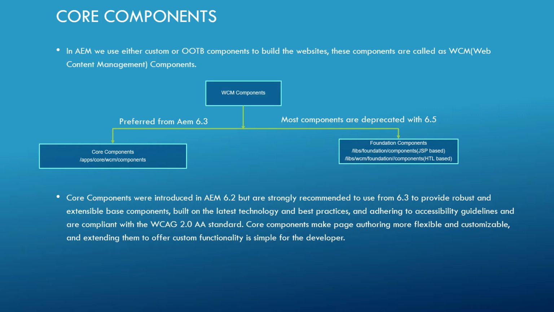One is foundation components. Foundation components again in turn have two categories. One is a set of JSP based components. Another one is HTML based components. The JSP based component is the old one, and the HTML is the more recent components. These foundation components are not built following the standards, and they are also not production ready components. Most of the foundation components are deprecated with the 6.5 version.